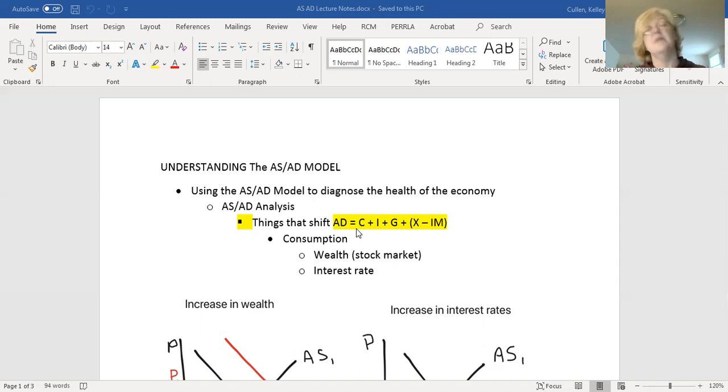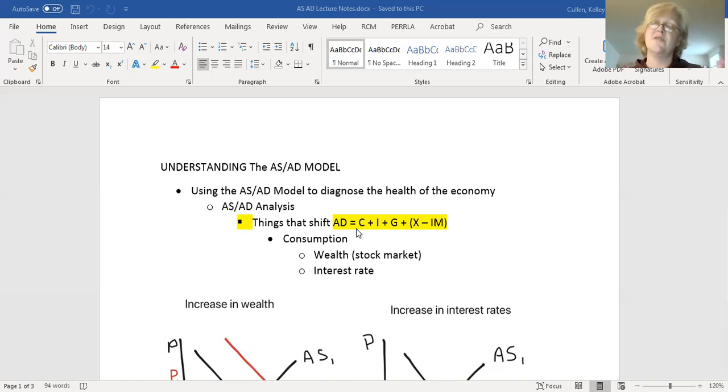Now remember, economists define words very specifically, very carefully. Remember, wages is a supply shifter. Income is a regular demand shifter, not aggregate demand. Income only shifts demand in a simple supply and demand model. Wealth is different from income.